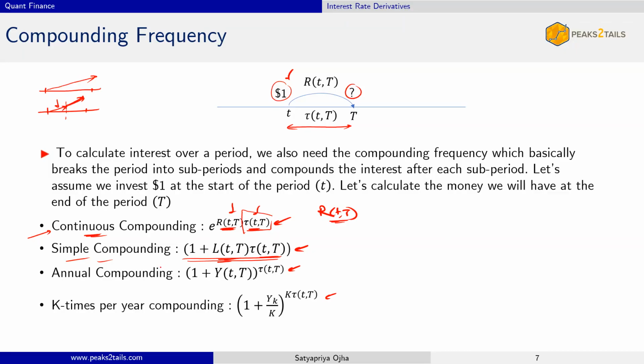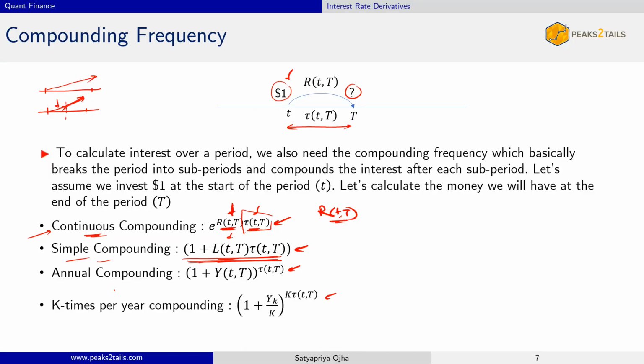This is how you just quote the rate. I'll give one example. When you are driving a car, I can quote the speed. Speed is the rate, same idea. Speed in miles per hour or kilometers per hour, different units, so accordingly you modify your calculations. Simple compounding, you understood, is just linear growth: 1 plus L times year fraction. I'm using the notation L to indicate a simply compounded interest rate, and R is a continuously compounded interest rate.